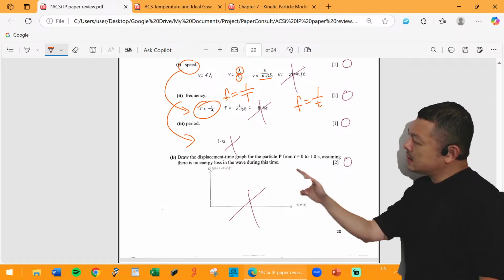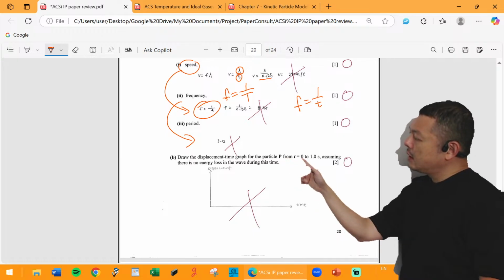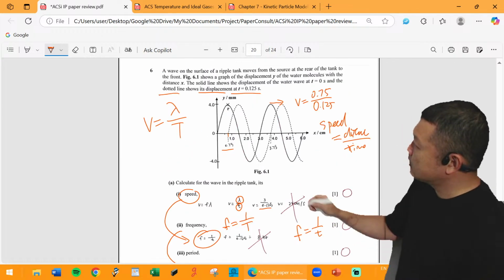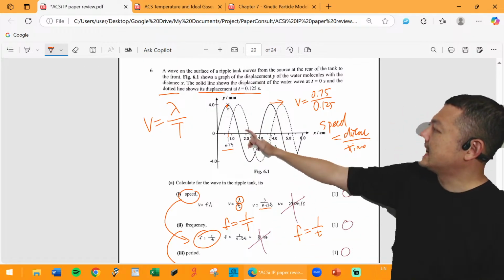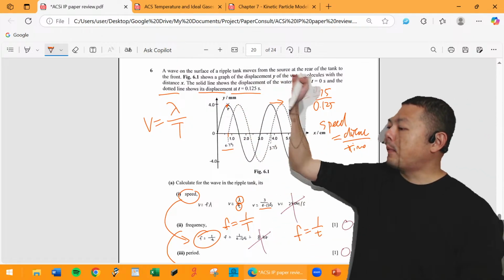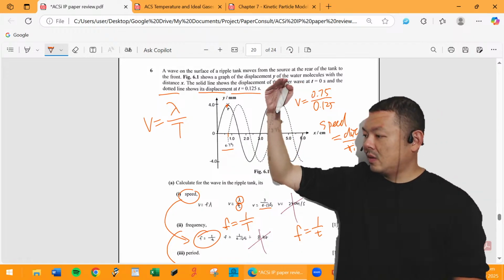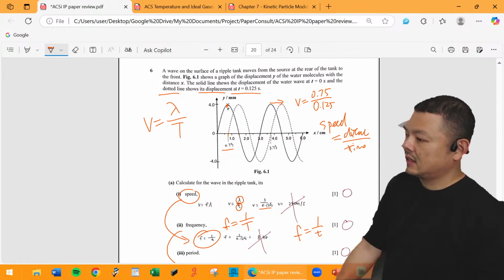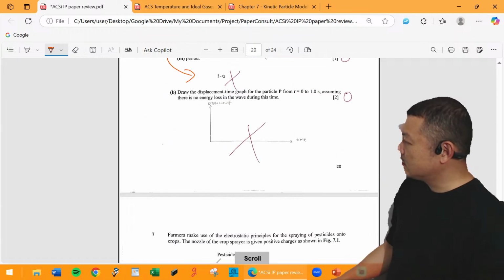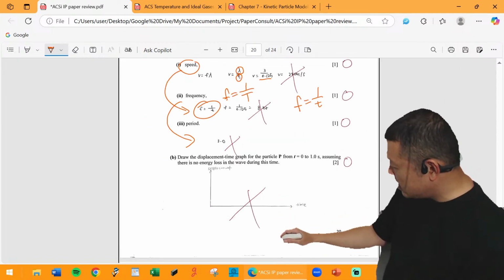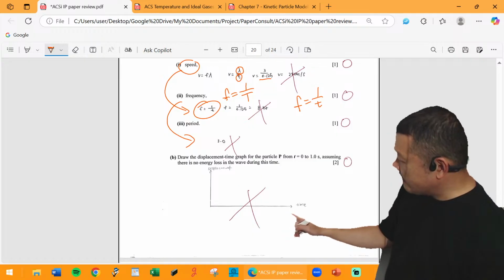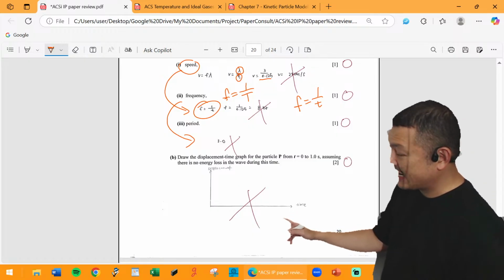Draw the displacement time graph of particle P from 0 to 1 second. Where's particle P? Particle P is here. It's at the amplitude. When you're at the positive amplitude, right, Mr. Tan, when you're at the top, where do you go next? Yeah, you go down. So you can draw the displacement time graph. Wait, this is not even their axis. This is your own axis. You draw the axis and you give up halfway.